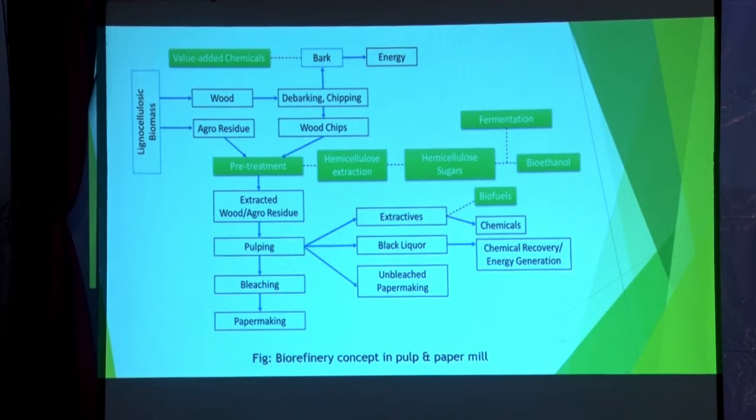Now this is the overall representation of a biorefinery concept in an existing pulp and paper mill. Here the bars which have been colored in green show the steps of a biorefinery approach in an existing pulp mill.